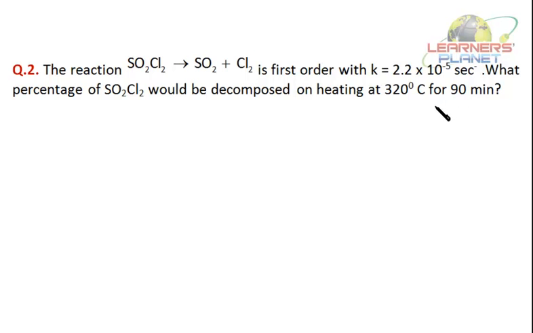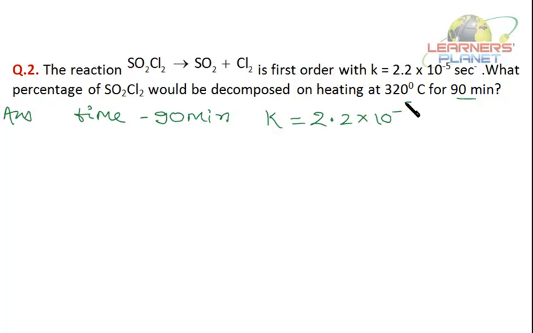Now what all other things are given? We are provided with the time. Time is given in minutes. Time is given as 90 minutes, whereas the value of K is given in seconds, that is 2.2 into 10 to the power minus 5 per second. Now while solving numericals, do keep one thing in mind: all the units should be similar. It's not that K is in seconds and time is in minutes. So what will be the time here? Time here is 90 into 60.